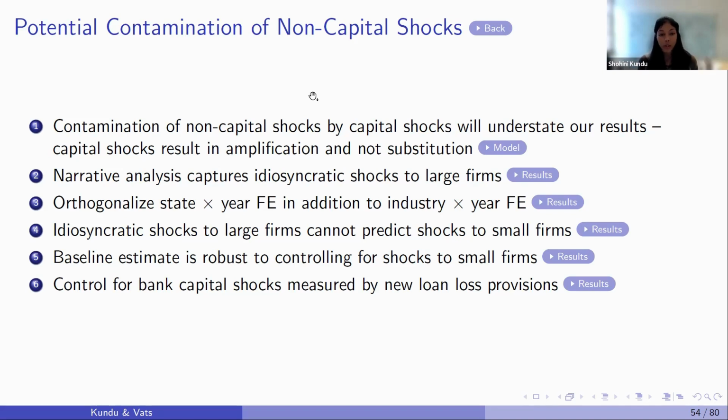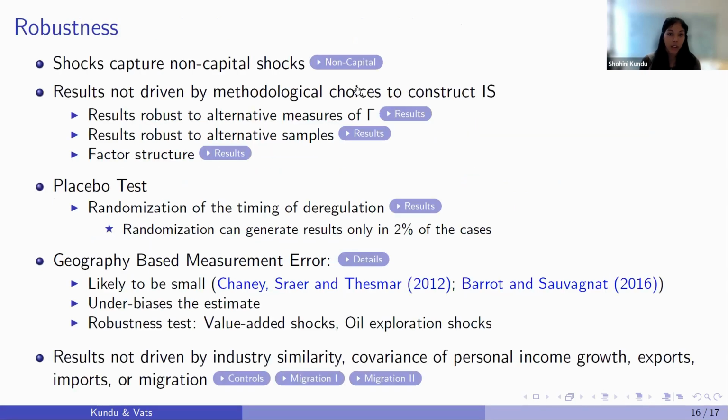And we show that even when we control for state cross-year fixed effects, the magnitude is larger than our baseline analysis, which strengthens the first argument that the estimate is likely to be understated if the shocks are contaminated by bank capital shocks. We also look at whether idiosyncratic shocks to large firms can predict idiosyncratic shocks to small firms, and we find that there's very limited evidence of that. And then we directly control for shocks to small firms in the domestic and foreign economies and find that our estimate remains robust. And then lastly, as an exercise, we directly control for bank capital shocks by including loan lease loss provisions in the foreign economy that experiences the idiosyncratic shocks. And again, we find qualitatively and quantitatively similar results to our baseline findings, which reinforces the idea that the shocks are not likely to be contaminated by other shocks that affect bank capital.